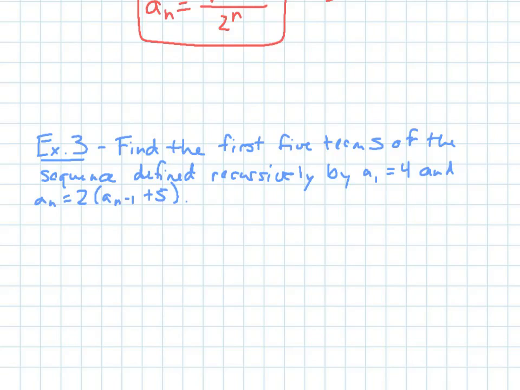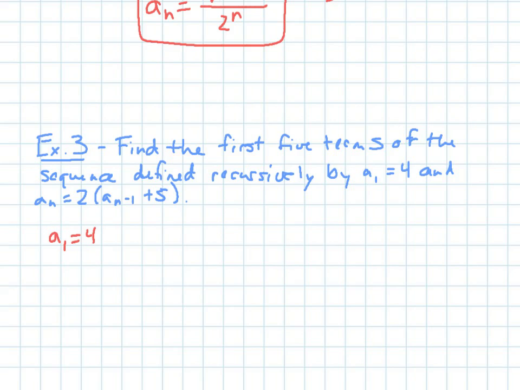times a sub n minus 1 plus 5. So what this is telling us is that if you have a recursive sequence, that means that it uses values from previous ones. Like, if you had a first term, they give us it's 4, okay? So for the second term, we're going to use the first term to help us find the second term. That's what they mean by n minus 1.